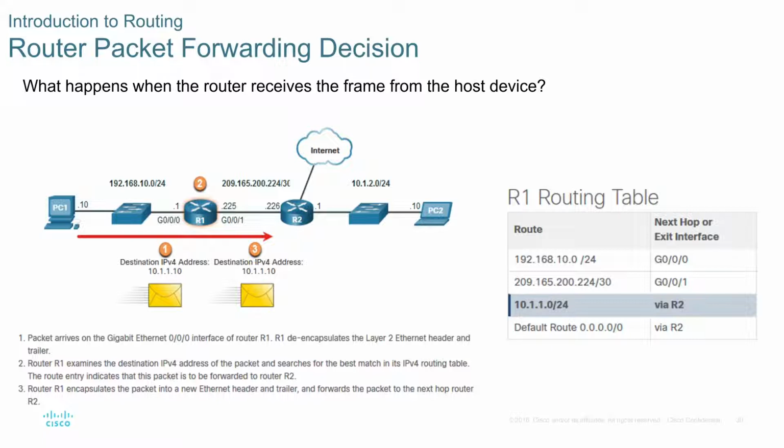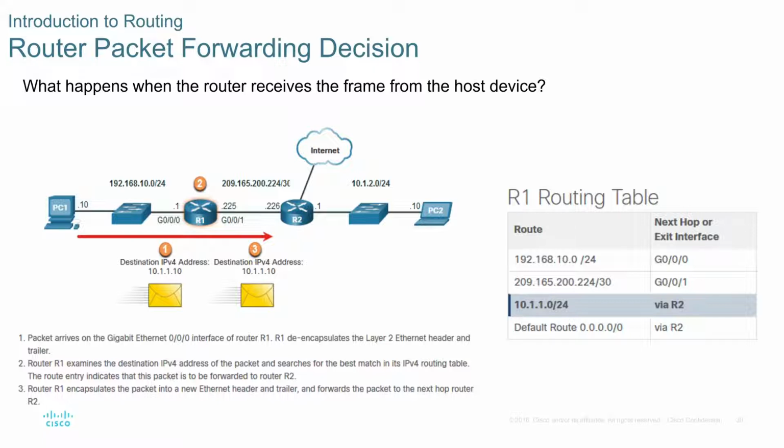Router 1 would then examine the destination IPv4 address of the packet and search through its routing table for the best match. The most accurate match is the one that is used. Once that has been determined, the route entry indicates that this packet is to be forwarded out to router R2. Router 1 re-encapsulates the packet with a new Ethernet header and trailer, creating a new frame, and forwards the packet to the next hop router, which is R2.